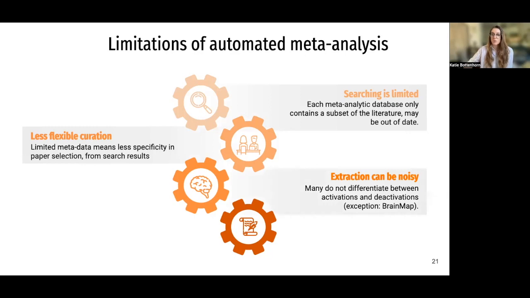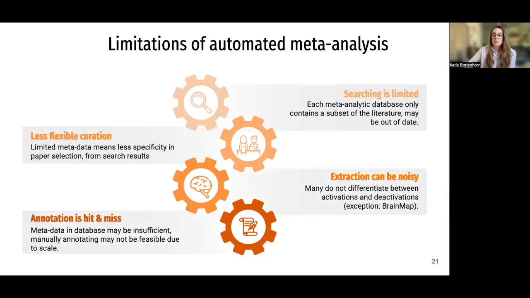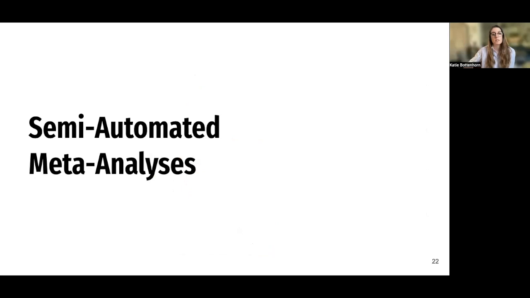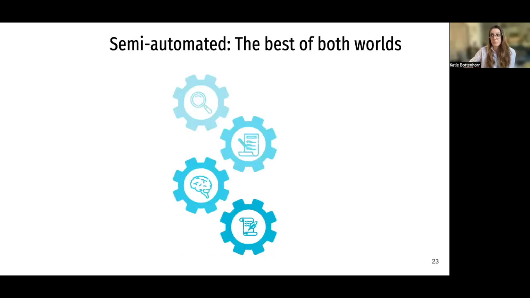The data extraction process can be a little bit noisy, like I mentioned earlier, and the annotations can be kind of hit and miss depending on how they have annotated the papers in their database using terms or controlled vocabulary, etc. Which brings us to the best of both worlds, the semi-automated meta-analysis.